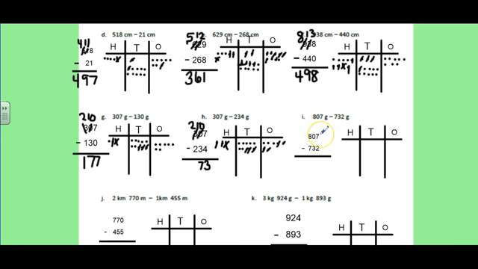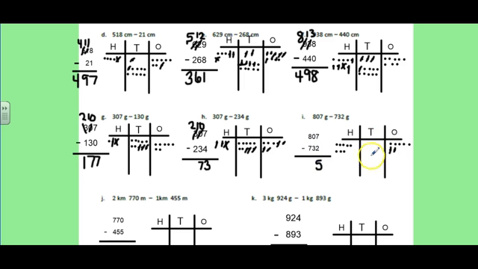Okay, moving on to the next one, we have 807 minus 732. So we're going to put 800s in the place value chart. We're going to put 0 tens, and then we've got 7 ones. Okay, so in the ones place we have 7 minus 2, so we can take 2 away from our 7, and that leaves us with 5. So 7 minus 2 is 5.